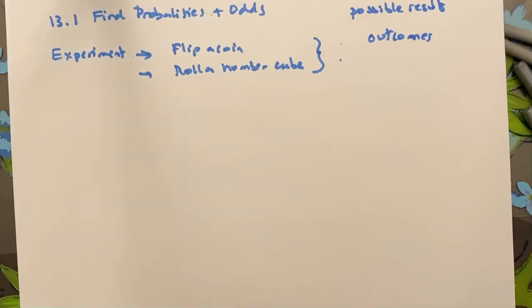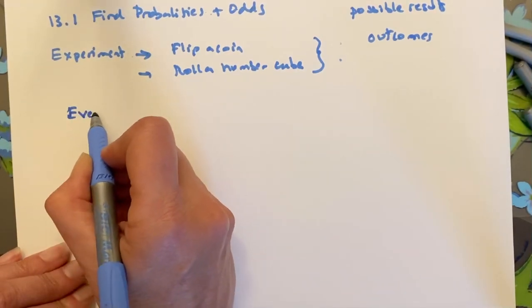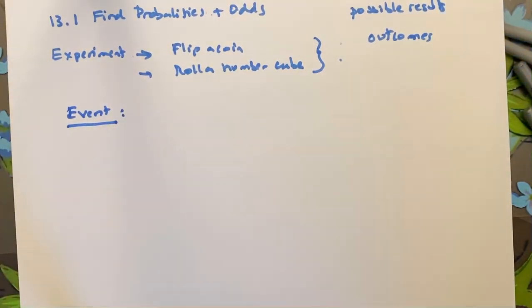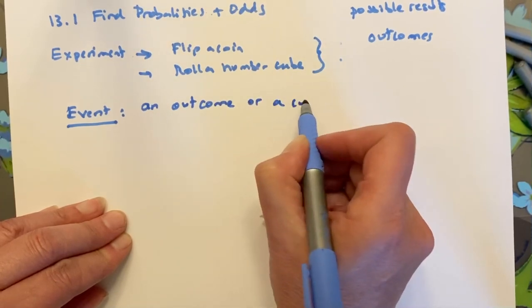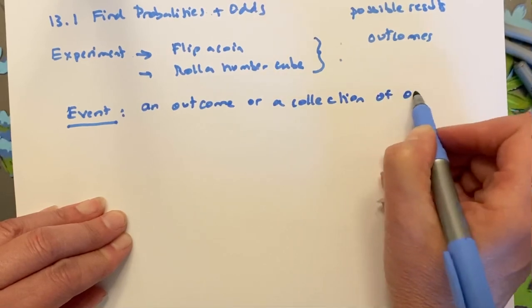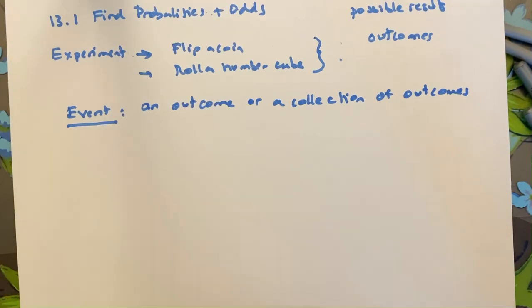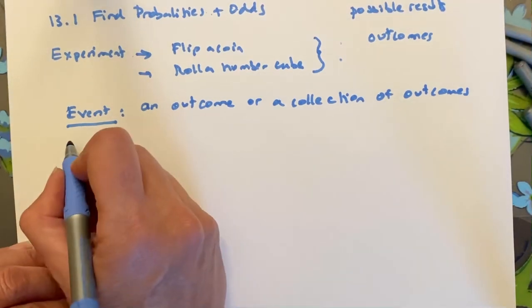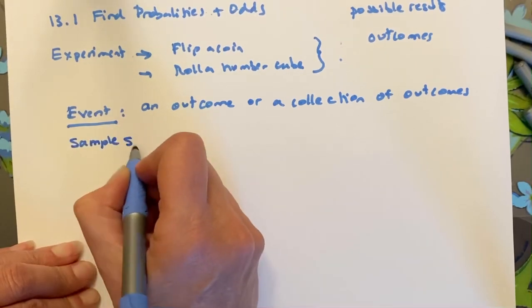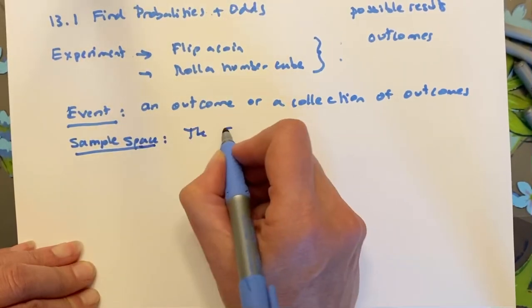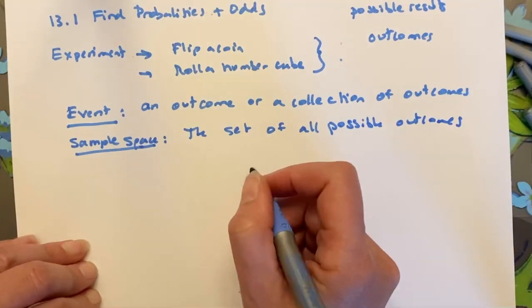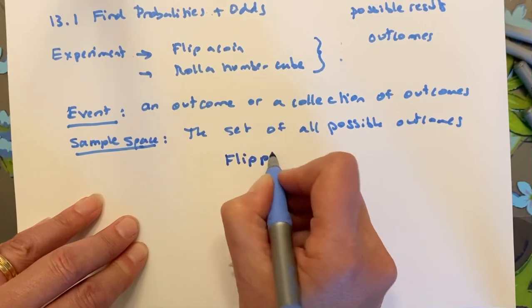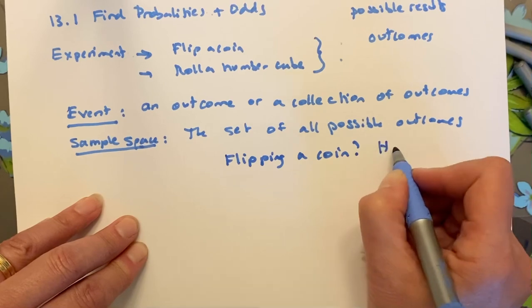So an event is an outcome or collection of outcomes. In other words, you're doing a series of experiments. Something like that is an event. And finally, the set of all possible outcomes is called the sample space, which is the set or the group, basically, of all possible outcomes. So for example, what is the set of all possible outcomes for flipping a coin? Heads or tails, right? That's all the possible outcomes.